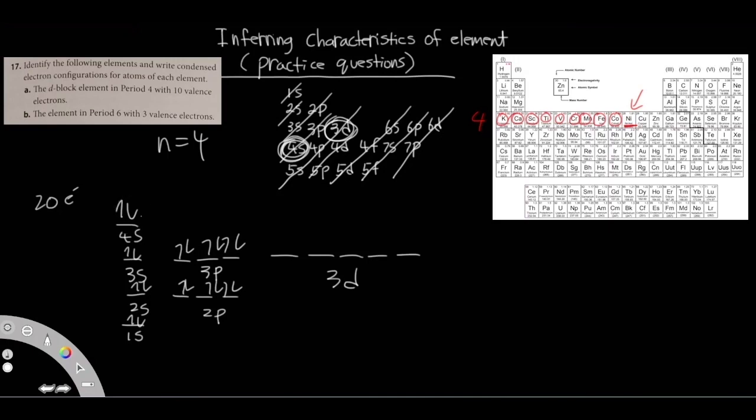Okay, so we started here at 2. We got to add 8 more then. So we got 2, 3, 4, 5, 6, 7, 8, 9, 10. Okay, now we got to count it all up.